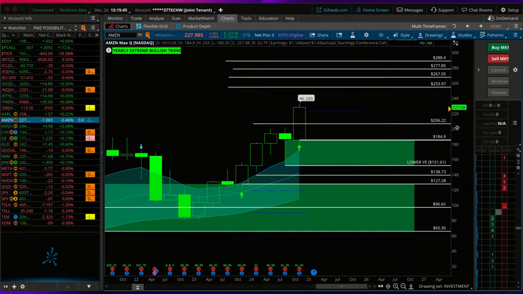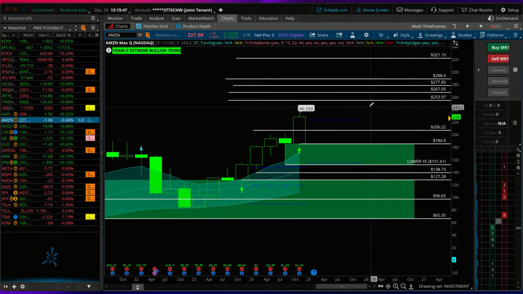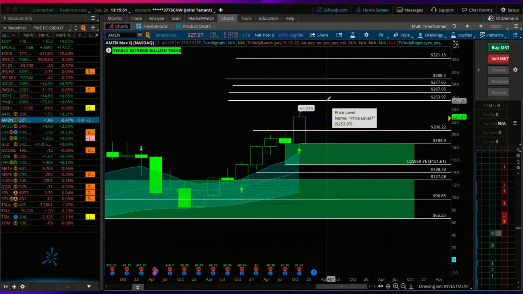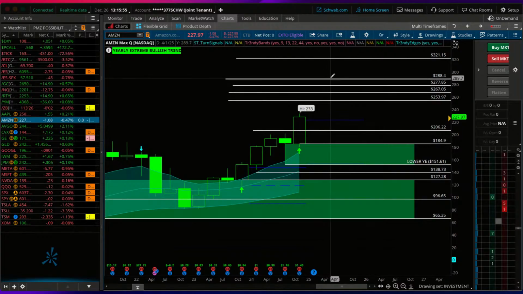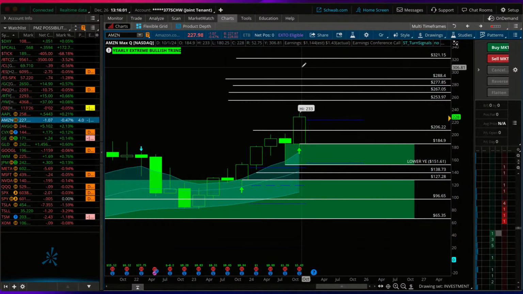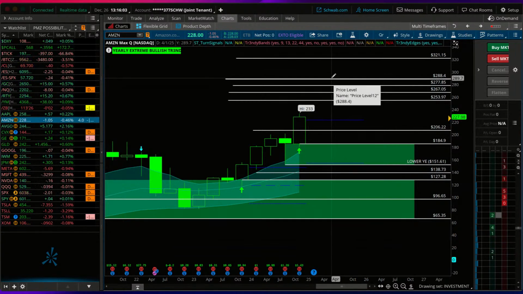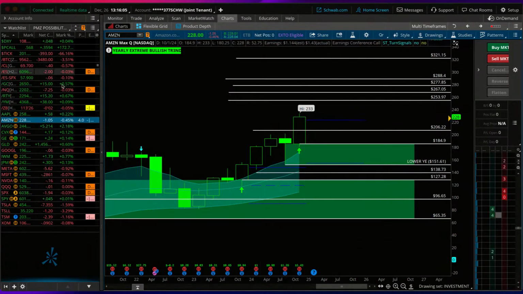As far as some targets go to the upside for Amazon into 2025, 254, 267, 278, and ultimate target to the upside 288 to 321 in 2025. Next up, I'm going to look at Google.